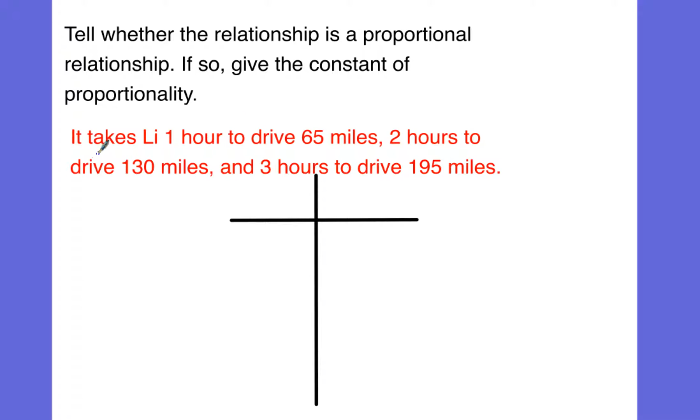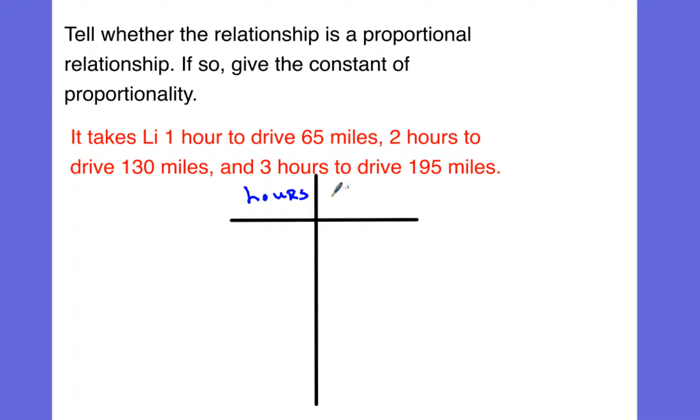So here I have Lee, who takes 1 hour to drive 65 miles, 2 hours to drive 130 miles, and 3 hours to drive 195 miles. Well, I think we all know that you can change your speeds when you're driving in a car, so you don't have to drive the same speed the whole time, which means if her speed is changing every single hour, this would not be a proportional relationship. So we're going to take our unit of time and use that as our input.